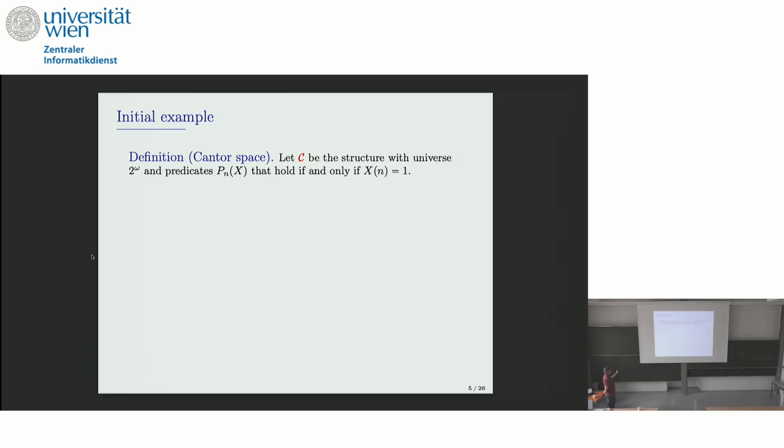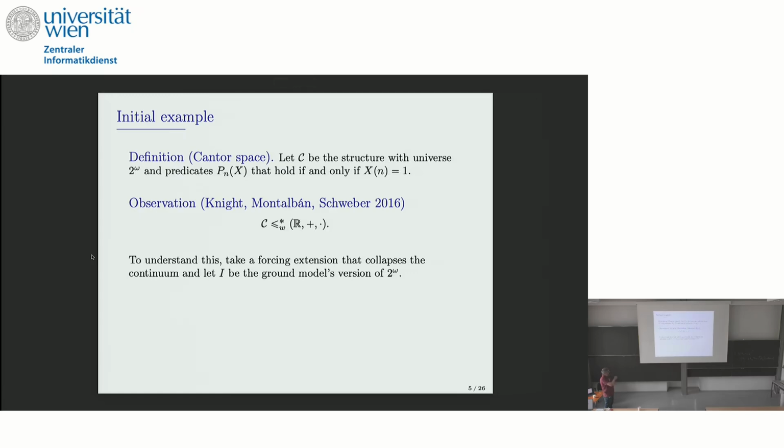Cantor space is the structure with universe 2 to the omega and predicates Pn telling us if n is in x. Knight, Montalbán, and Schweber, in the first paper that mentioned generic Muchnik reducibility, observed that Cantor space is generic Muchnik reducible to the field of reals. You need much less than the field of reals, but let's go through this example slowly before we rocket ahead.